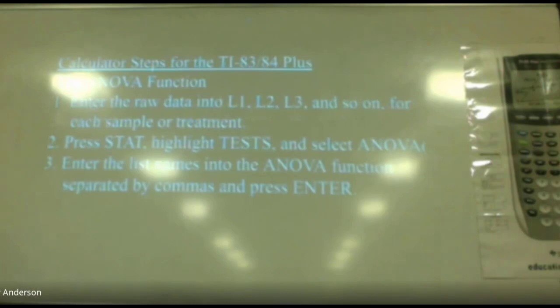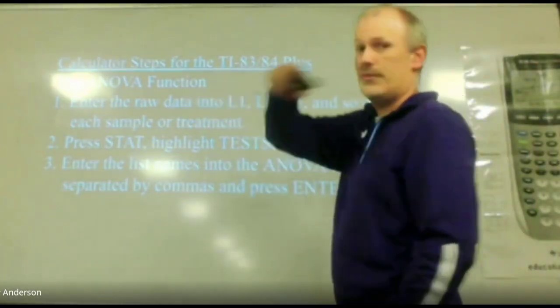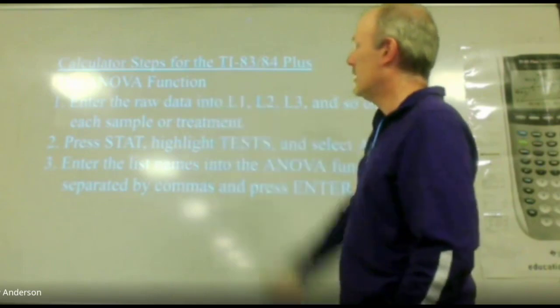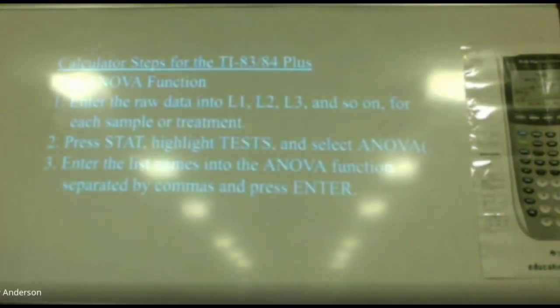So here's our steps. And again, you're going to want to use this on your homework. The steps on the TI-84, which is what you guys are using on your phone, or the calculators you guys have here are 84s also. First of all, we enter the raw data. Each sample goes in the first sample in list 1, second sample in list 2, third sample in list 3, and so on. However many sample groups, how many different populations you're dealing with.